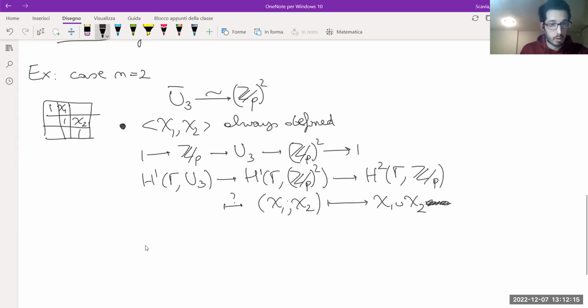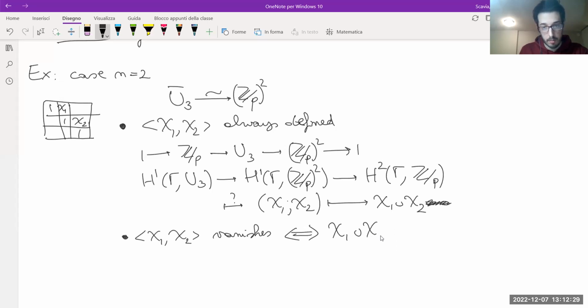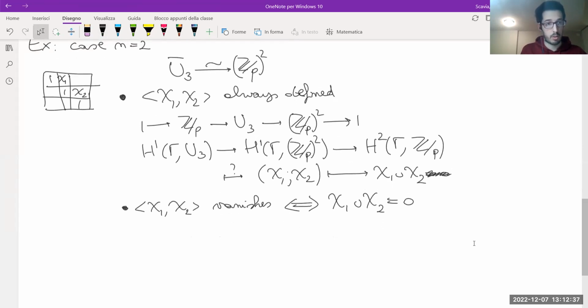So yes, the Massey product of chi1, chi2 is always defined, and it vanishes if and only if the cup product is 0. Okay. So this is the smallest possible case, but in general, we have at least the following implications.